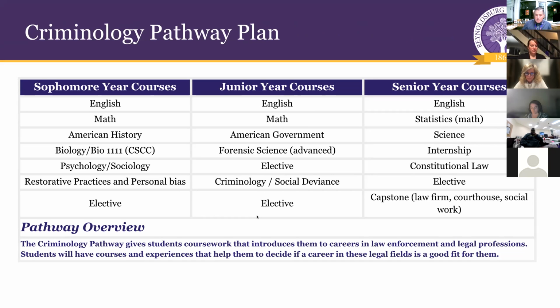We have a criminology pathway. So I think this is one of those that we've done a lot of revamping of over the course of the last year. So you'll notice that the specific courses here for that sophomore year are psych and soc. We'll also have a restorative practices and personal bias. In the junior year, you're looking at a forensic science class, and then criminology and social deviance. In the senior year, we've got stats as the math course that we're going to ask people to take, and then a constitutional law class.